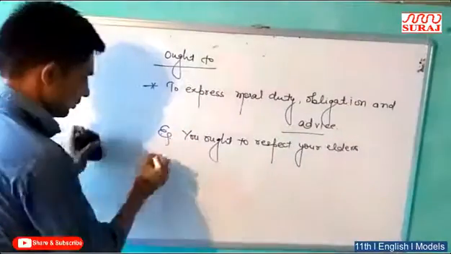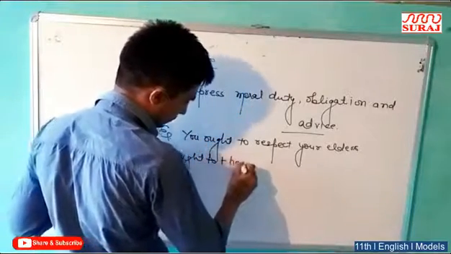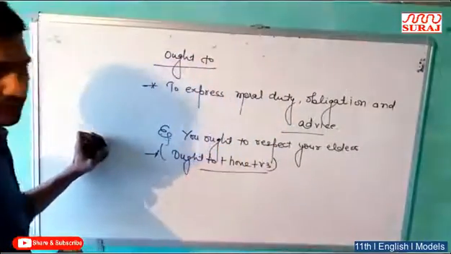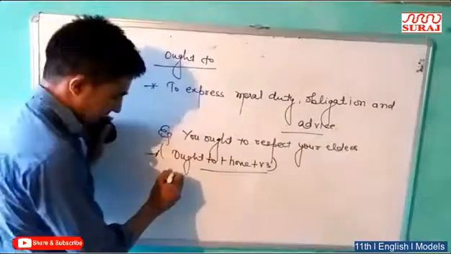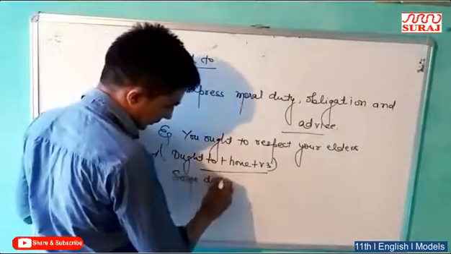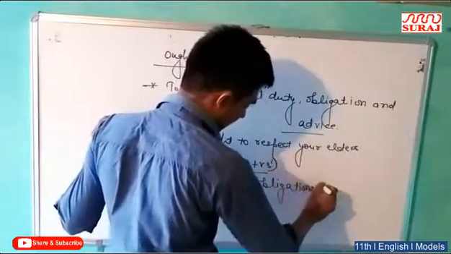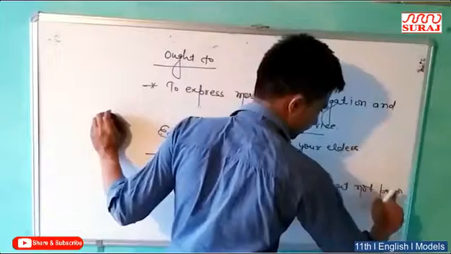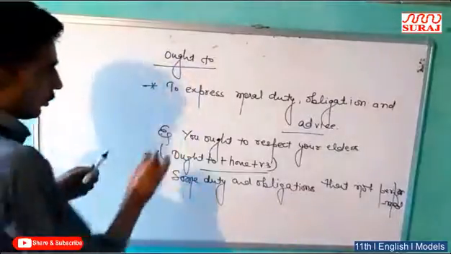After that, in the same way, when we use "ought to" plus "have" plus the third form of the verb, in this way, whenever it is used, it also discusses some duty and obligations that were not performed. Duty and obligation that were not performed.